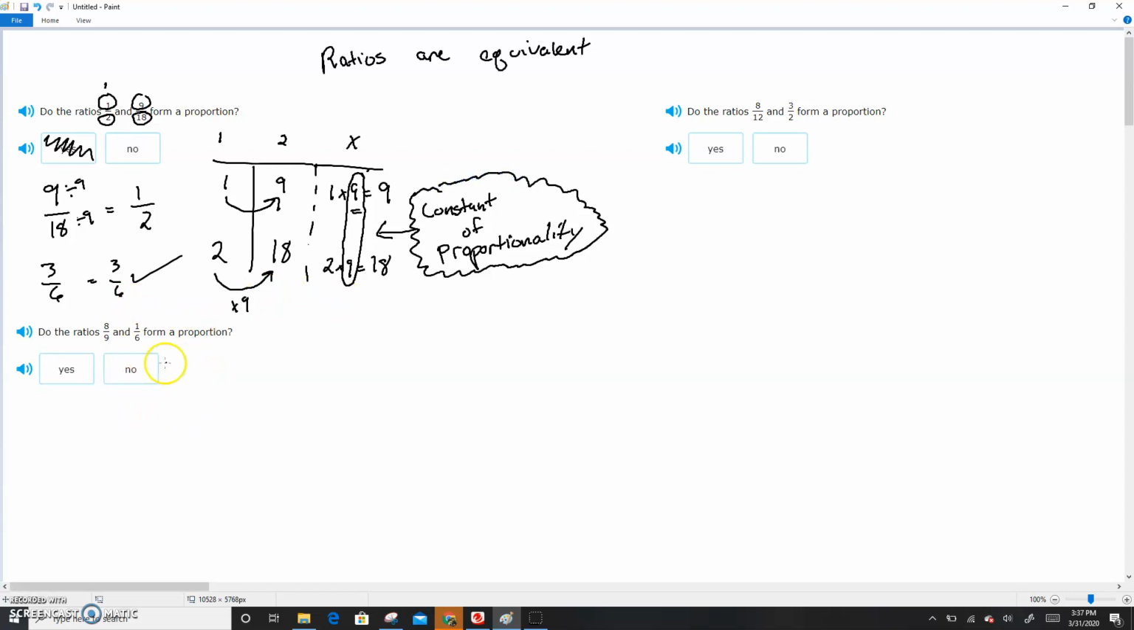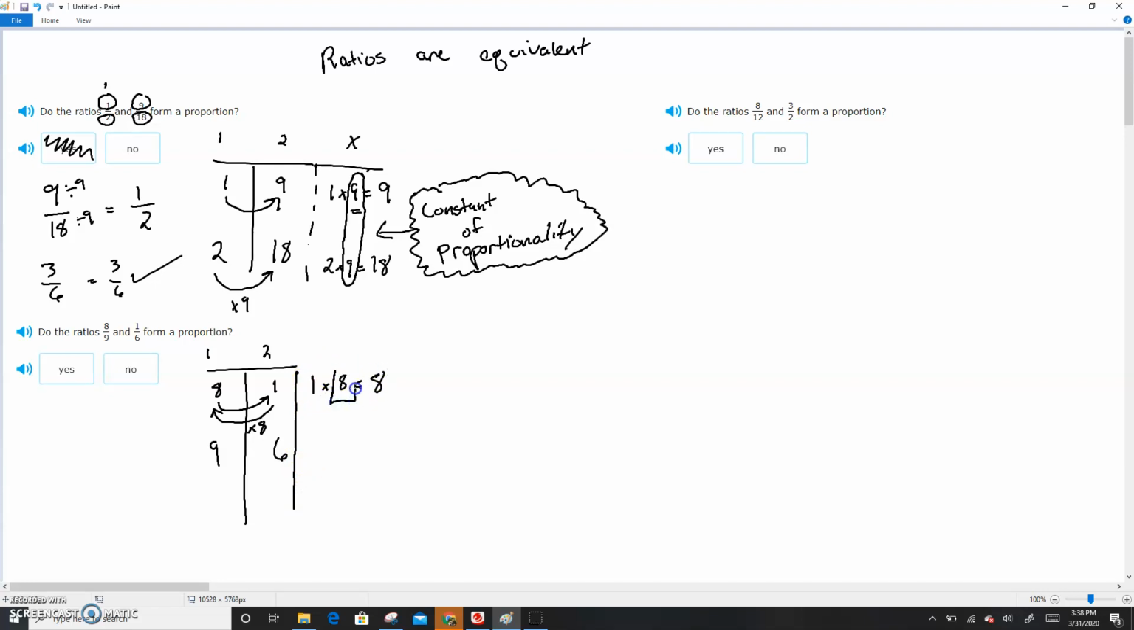Let's take a look at another example. We have 8/9 and 1/6. So I've got two ratios, and I'm going to list 8 and 9 here, and 1 and 6 here. And going from here to here is going to be hard, because what do I multiply 8 by to get 1? It's more of a division problem. So I'm going to go the other way. I'm going to say I multiply 1 times 8 to get 8.